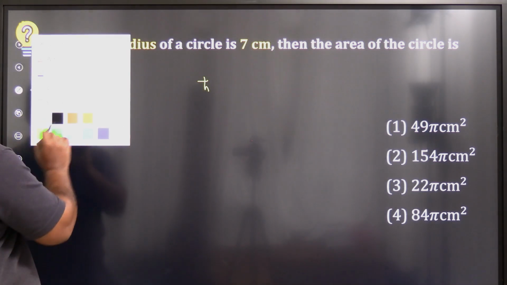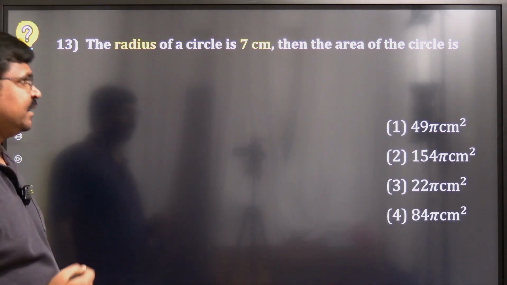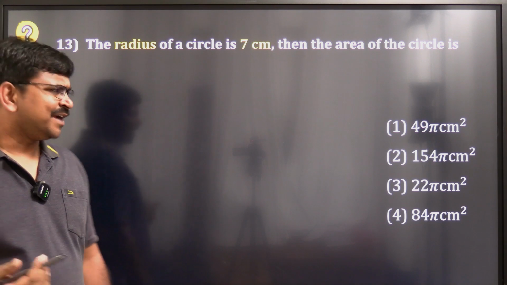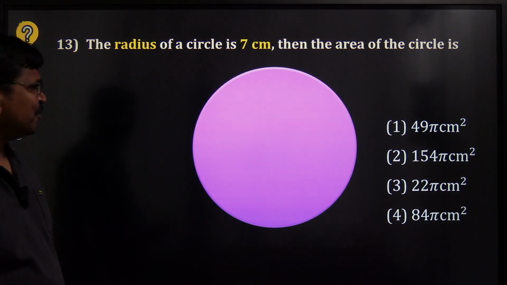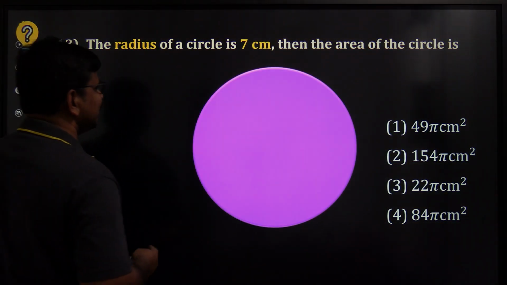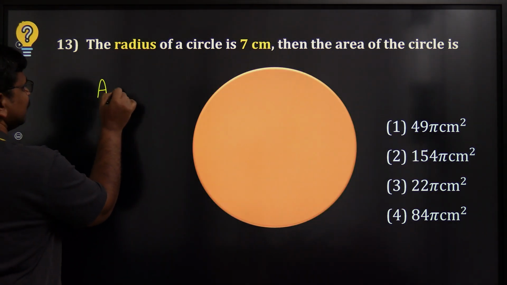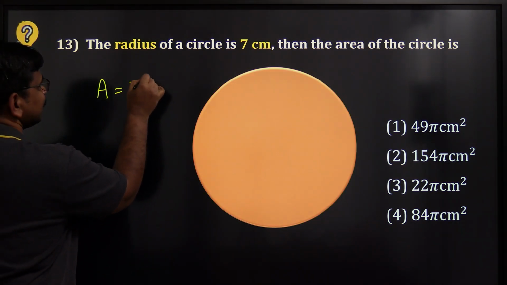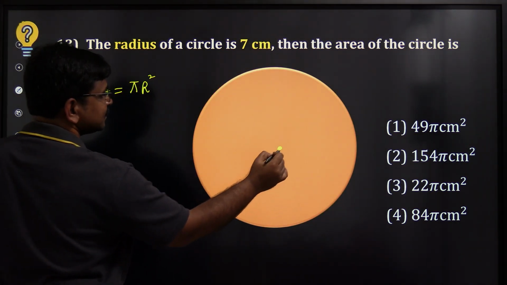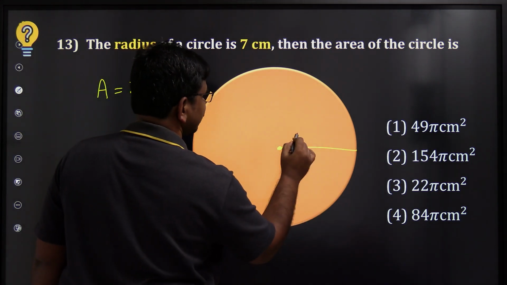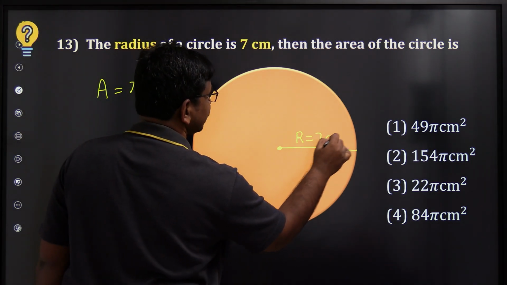The radius of the circle is 7 centimeter. Then the area of the circle. And this is again the same kind of question. We know that the area of the circle is area equal to pi r square. Here the radius is how much? Radius is 7 centimeter.